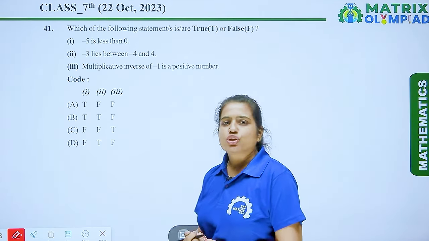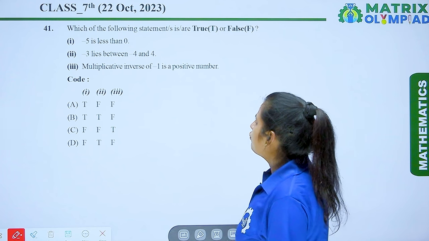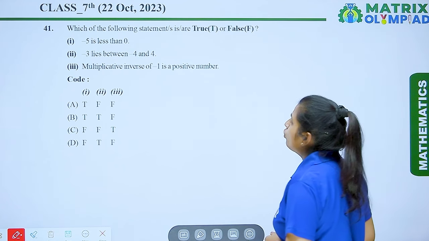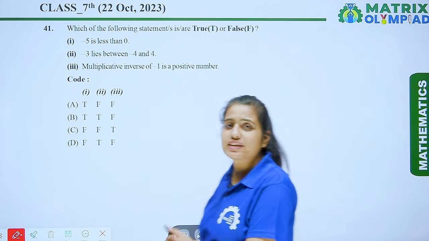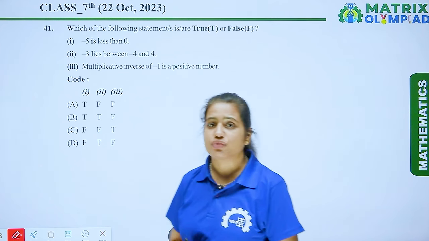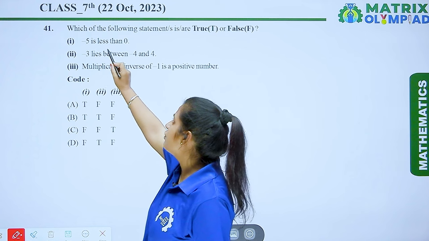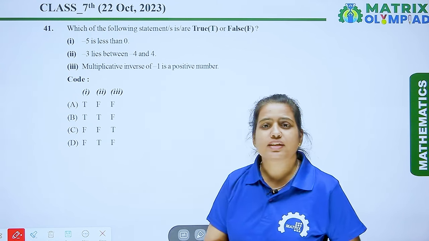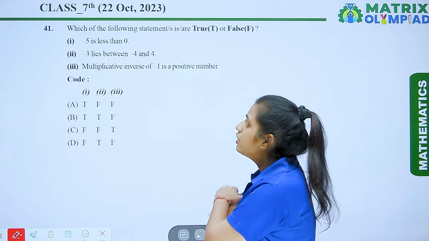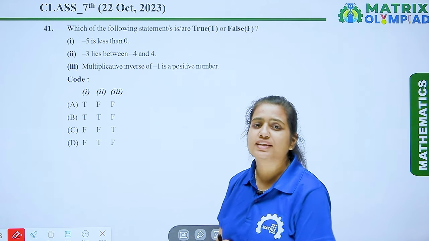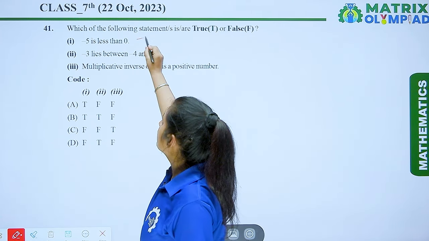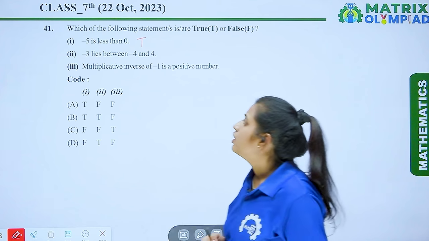Now, the next question is question number 41. Which of the following statements are true or false? We have to find out which statement is true and which statement is false out of these 3 statements. So, first statement is negative 5 is less than 0. Yes, this statement is true because all negative numbers are less than 0. So, here first statement is true.